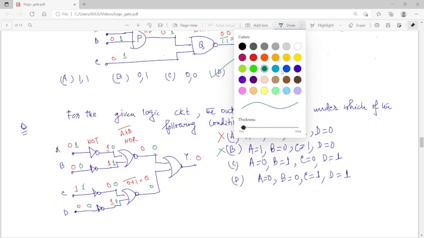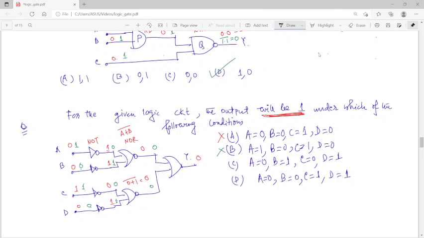So if I am moving to the third option, A is 0, B is 1, C is 0, D is 1. In that case, what do we get? Because this is 0 1 and that is also 0 1, I am getting 0. So that would not be correct. But if I take the fourth option, because this is 0 0 and this is 1 1, this is 0. So that will not be taken.